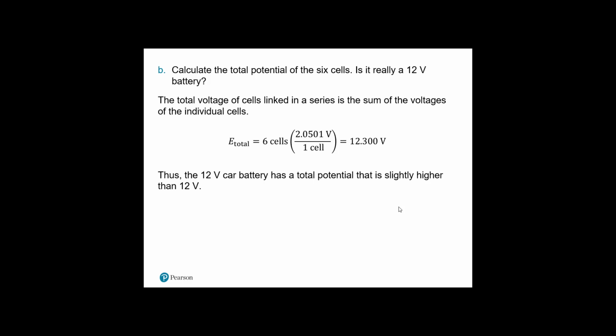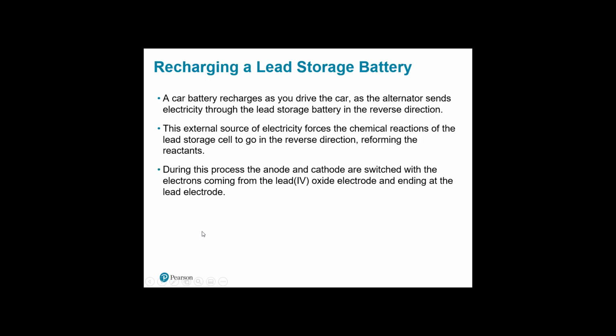And the second question here is to calculate the total potential of the 6 cells. Is it really a 12-volt battery? So here is just dimensional analysis. We know we have a total of 6 cells. We have the voltage for one cell, and if we set this up with stoichiometry, the total is 12.300 volts. So it is actually slightly higher than 12 volts, based on this calculation.